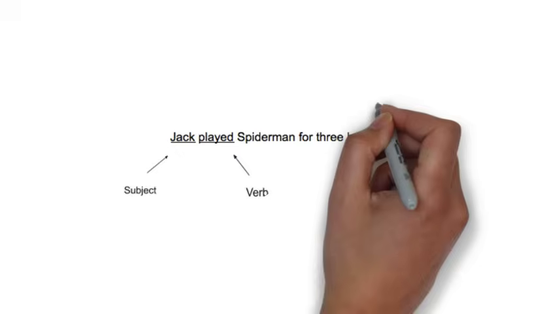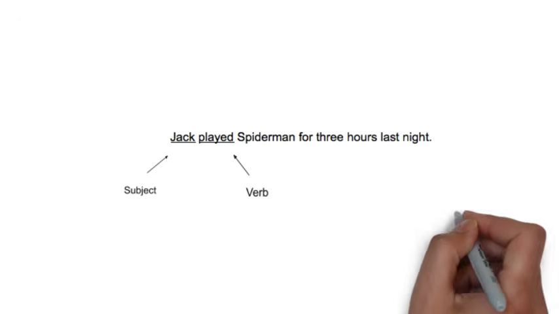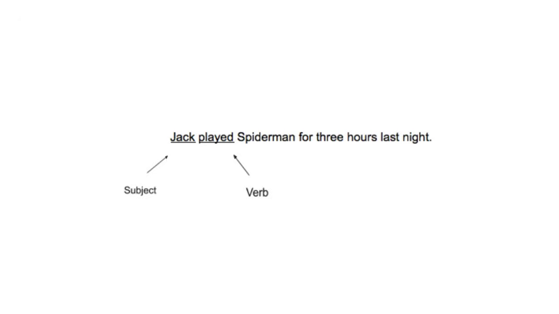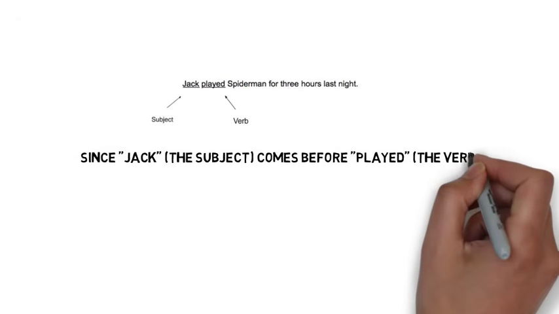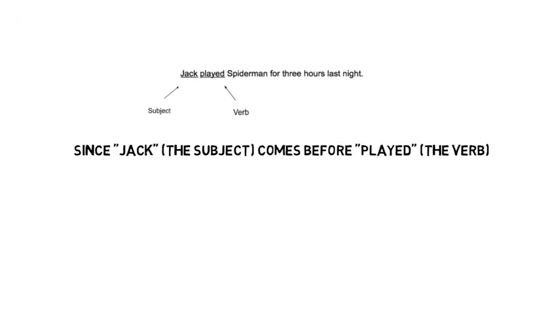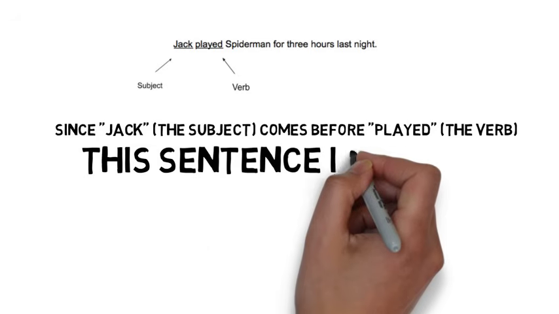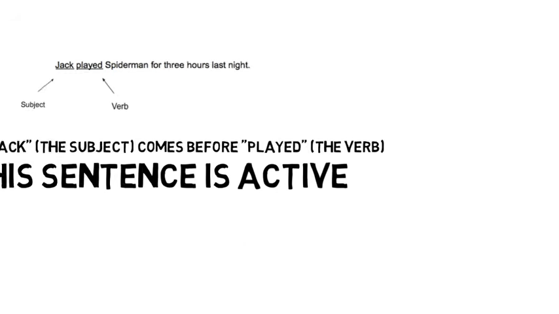For example, if you take the sentence, Jack played Spider-Man for 3 hours last night, the verb of the sentence is played. If you ask who or what is doing the playing, the answer is Jack. Therefore, the subject of the sentence is Jack, and the verb is played. Since Jack, the subject, comes before played, the verb, this sentence is written in the active voice.